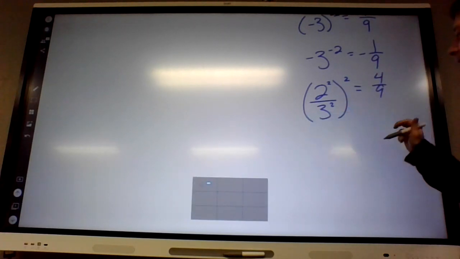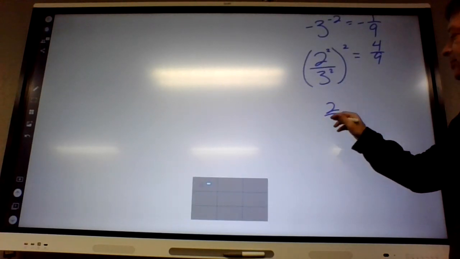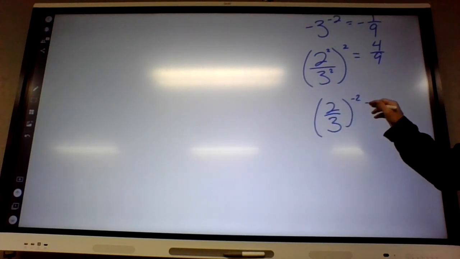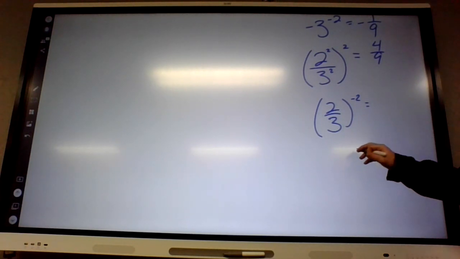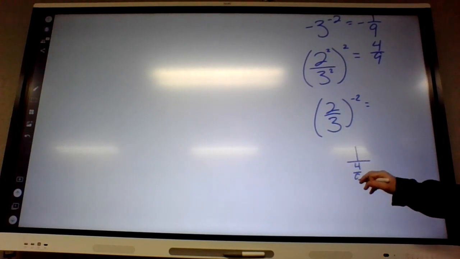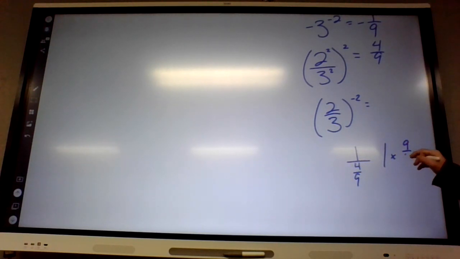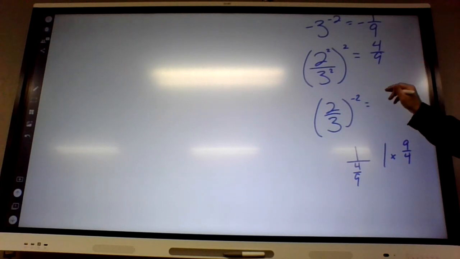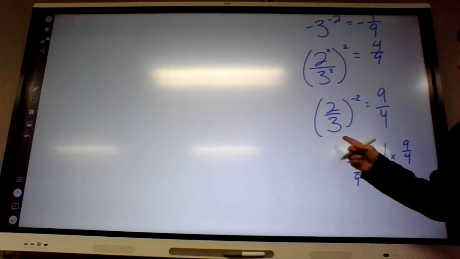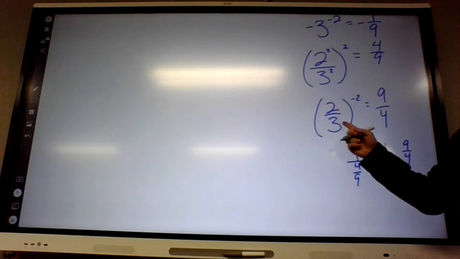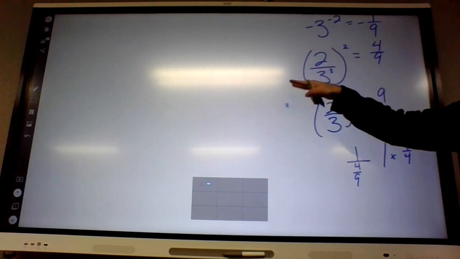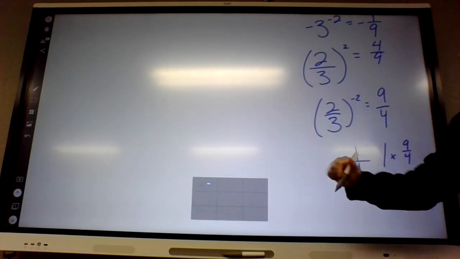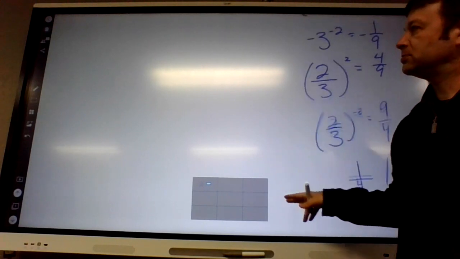So what if we had 2 thirds to the negative 2? What do you think that would be? 1 over 4 ninths. Well, kind of. But what's 1 divided by 4 ninths? It's 1 times 9 fourths. So you just flip the whole thing. 3 squared goes to the top. 2 squared goes to the bottom. It just all flips.